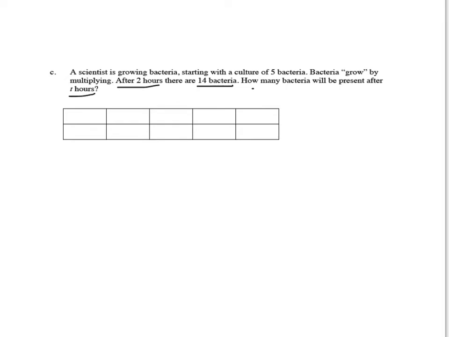I'm going to start by actually building a table. T is number of hours. Y is going to be my output value. After 0 hours, I have 5 bacteria. After 1 hour, I don't know. But after 2 hours, I have 14 bacteria. After 3 hours, I don't know. After 4 hours, I don't know. I've got to try to figure out what this growth factor is.